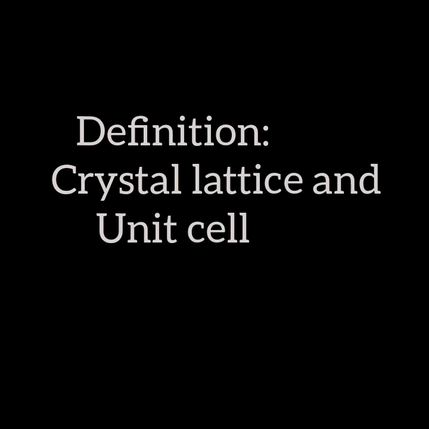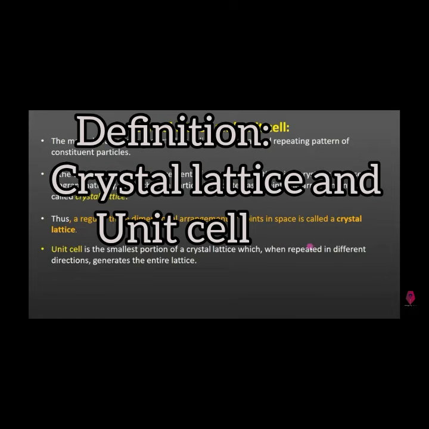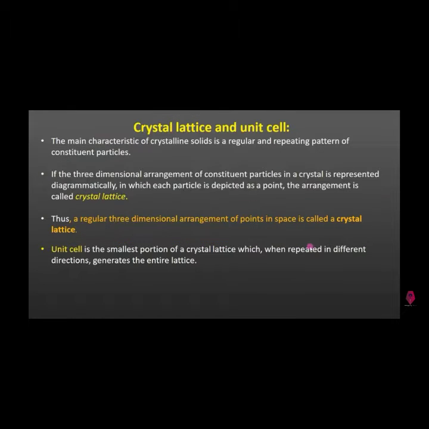Hello students, today's topic is about the crystal lattice and unit cell and the calculation of number of atoms in the cubic unit cell. So first, the definition for crystal lattice and unit cell. Crystalline solid, we know the solids are of two types: one is crystalline and the second one is amorphous. Now I am going to define what is crystalline solid.